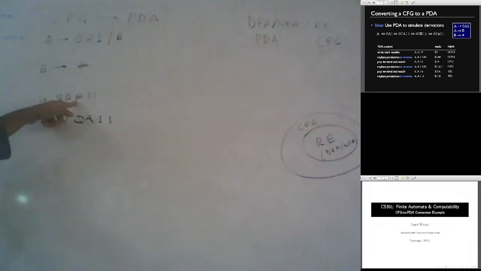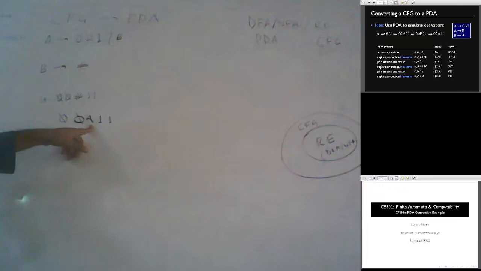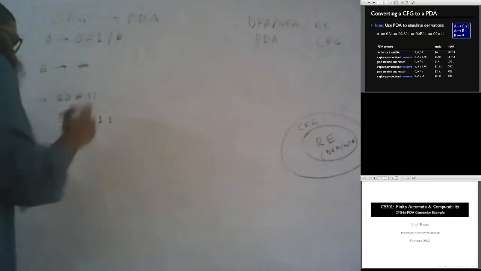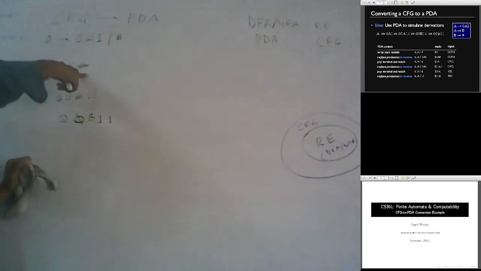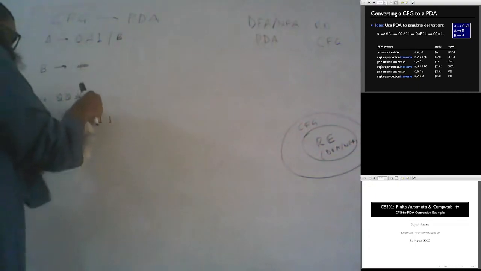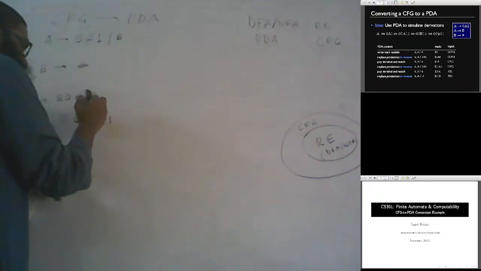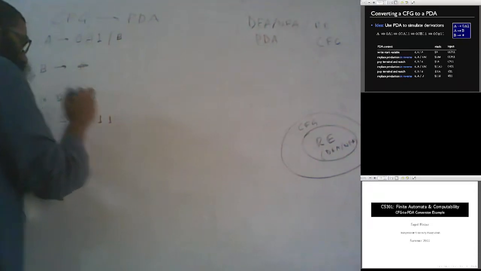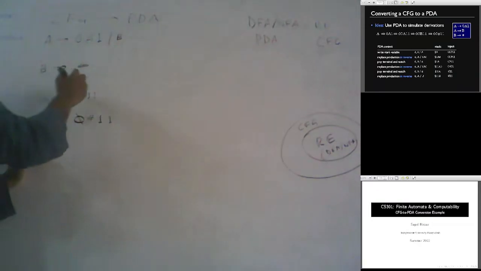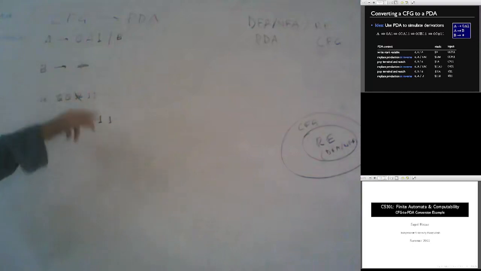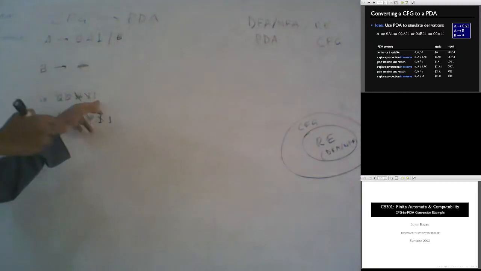But now we have the hashtag here, we have an A here. So this A, can we produce something that leads to the hashtag? Well, we can produce A, we can produce a B. So we replace this A with a B, but then that B we replace with the hashtag. And now we can match this hashtag with that hashtag. We match this 1 with that 1. We match this 1 with that 1.